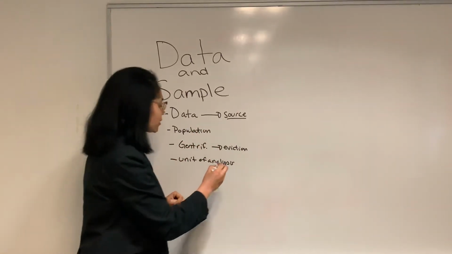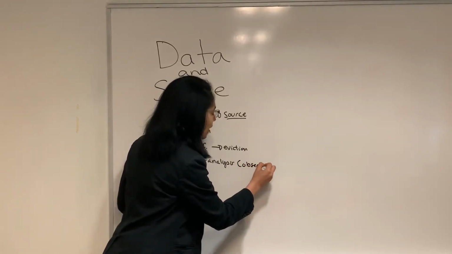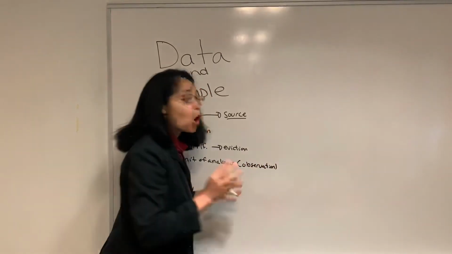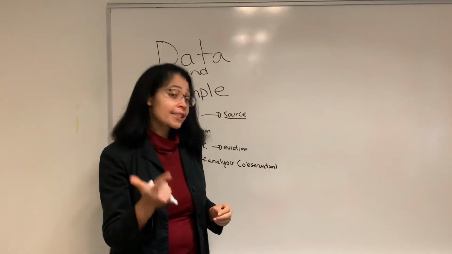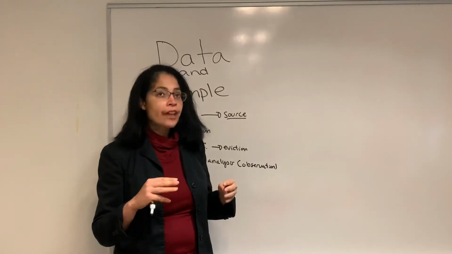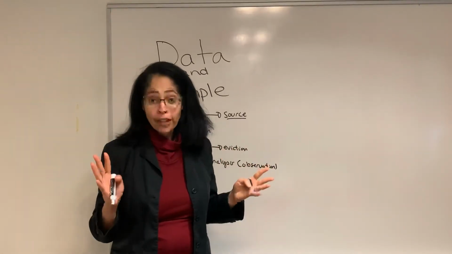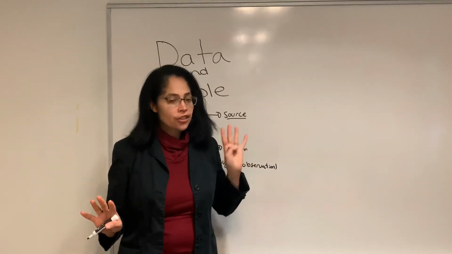Now, unit of analysis is also called unit of observation. So when I say unit of analysis, I'm essentially talking about what are your observations? Are they people? Are they cities? Are they counties? Are they regions? Are they, what are they? And that is going to frame everything from this section onward.